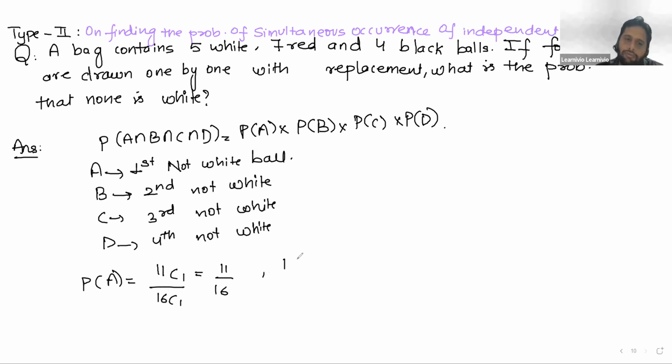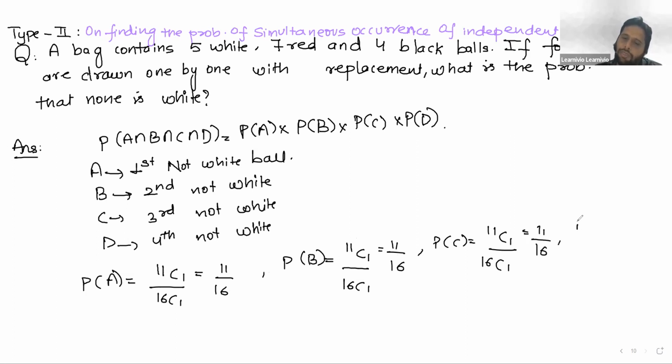Okay. Next, you have PB. So, PB means again 11 by 16, because you are again replacing in the same box: 11C1 by 16C1, which will give you 11 by 16. Again, now PC will be what? 11C1 by 16C1. So this is again 11 by 16. PD is what? 11C1 by 16C1. So this is again 11 by 16.